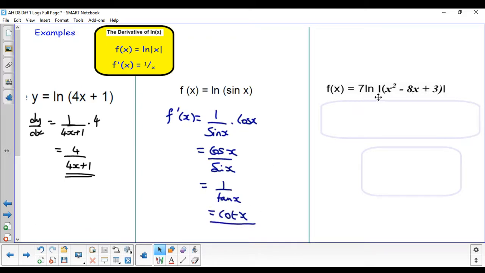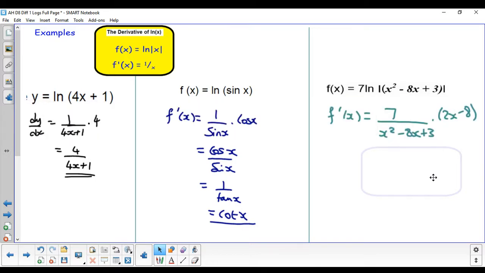This one here, the 7's at the front, there's no need to bring it up as a power. All we do is have 7 times what the log is. So the derivative will be 7 over x squared minus 8x plus 3. And then after that, the chain rule will bring out 2x take 8. Then bring it together. I could take it one step further and pull out a multiple of 2. I've not done that here, but I should have, really.